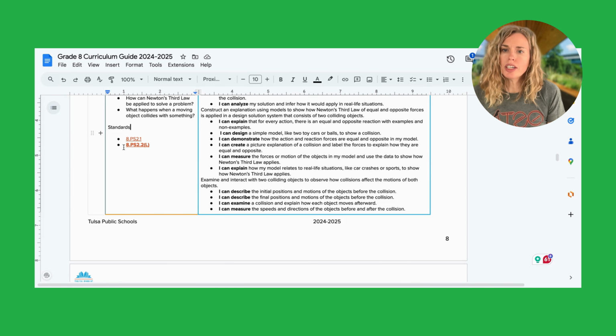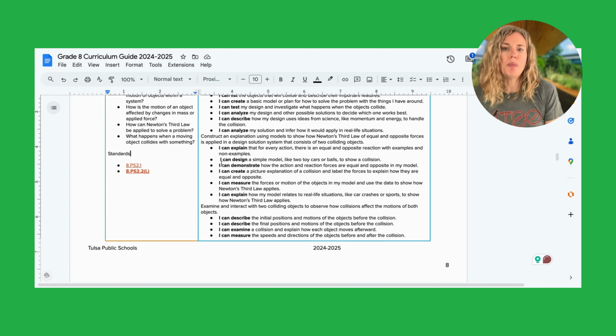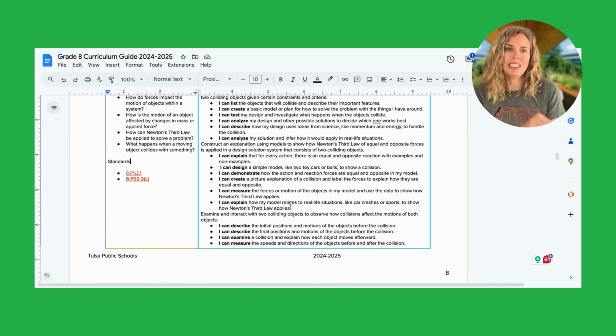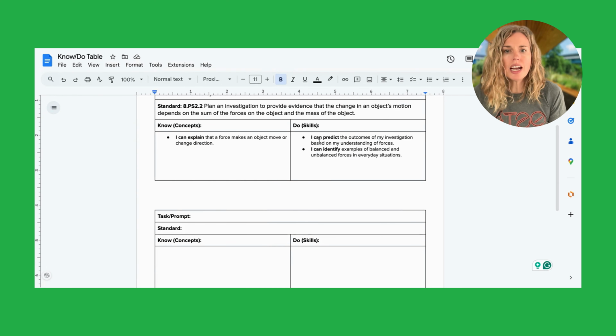So when we look at our curriculum guide, I can find where my standard is being taught, and then I need to pick out the specific success criteria from this blue column right here that relate to the standard and the question that has been asked. So from my list here, I'm going to go back over to my no-do table, and you can see that I have selected the I can explain a force. I can explain that a force makes an object move or change direction.